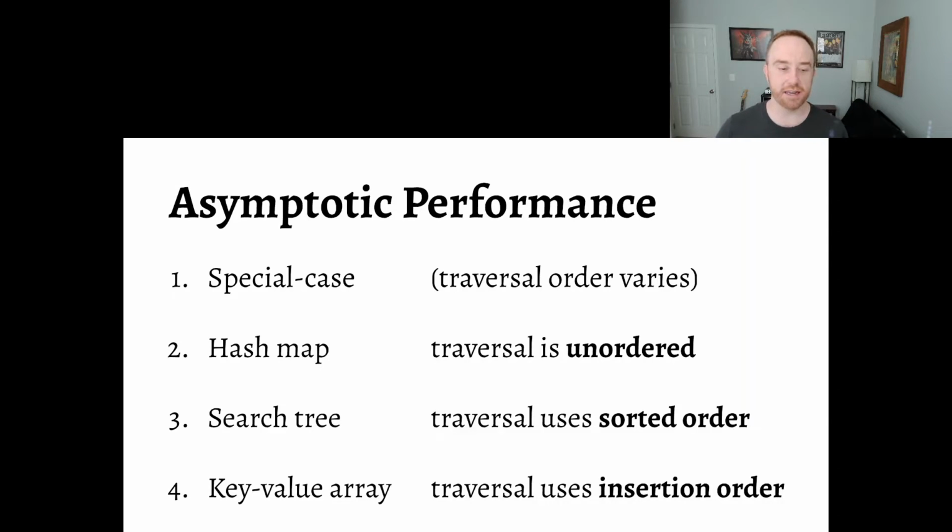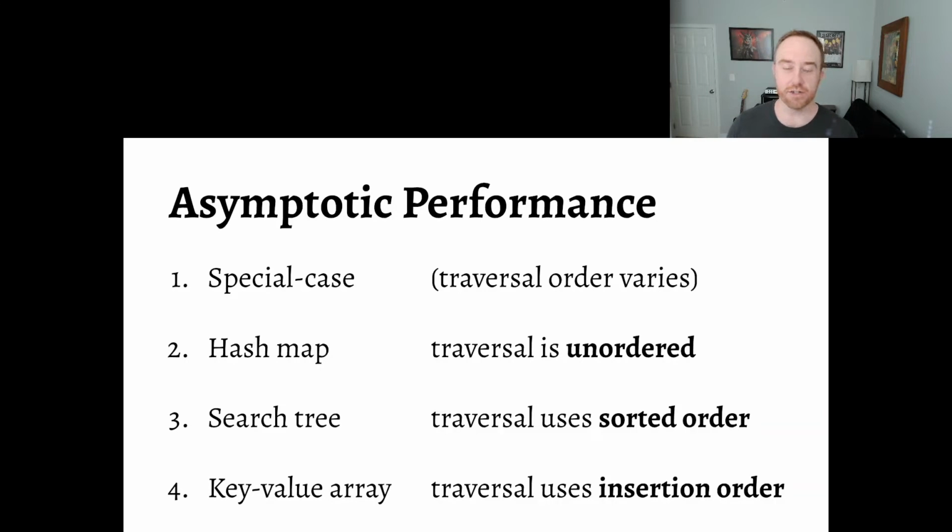Of these, I would say that key value arrays with insertion order is the most useful, because the hash map is unordered and the search tree is useless. I mean, it's just by definition. In fact, it's saying, "Hey, don't rely on this traversal order." Special case, again, it kind of varies based on what you're doing, so you can't really get much out of that.